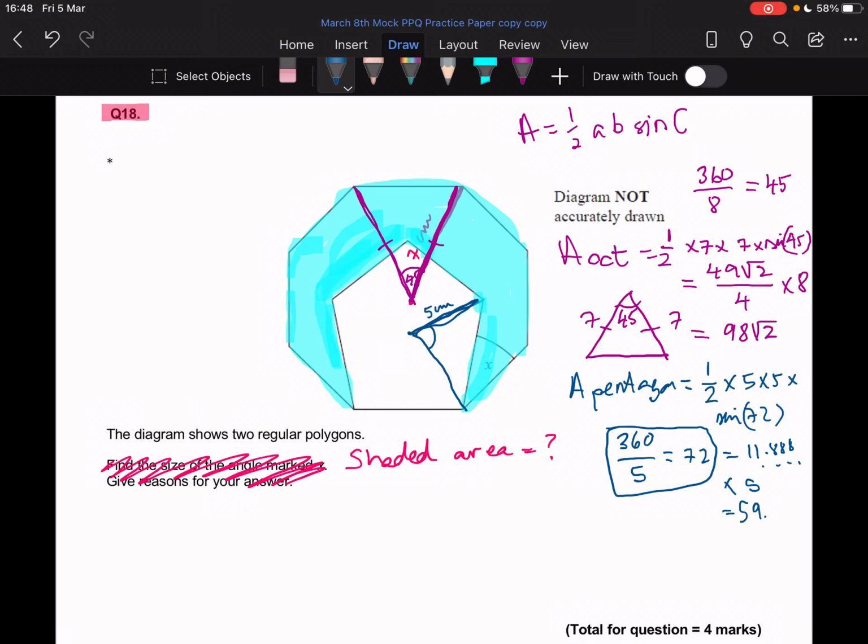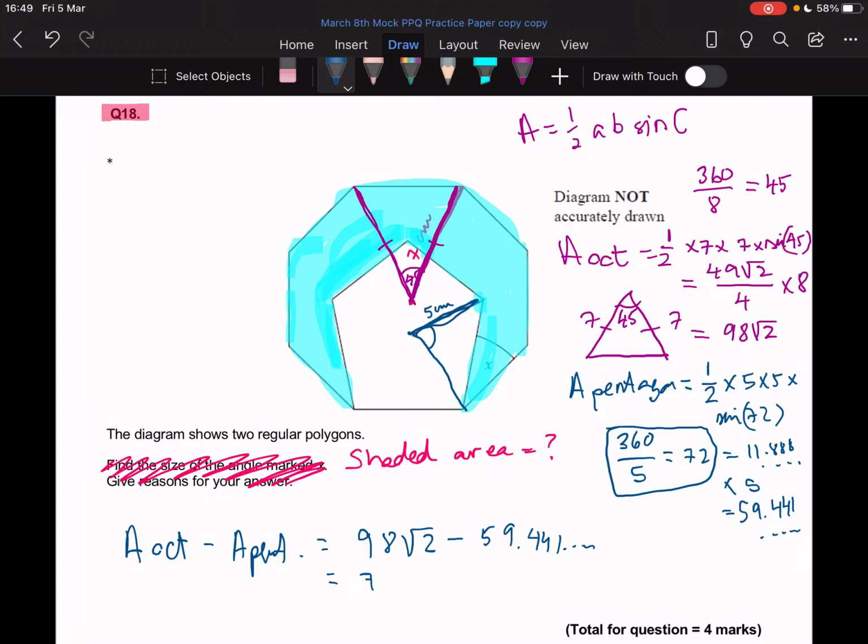59.441. Is that right? Well, what I'm planning on doing is using the answer button. Always a good idea. We said now we're doing area of the octagon, take away area of the pentagon. So we're going to type 98 root 2, take away, answer button. And that should give us the last thing we got, which was the 59.441. So hopefully you should get it more exactly.